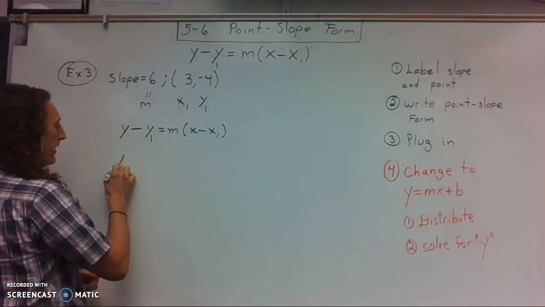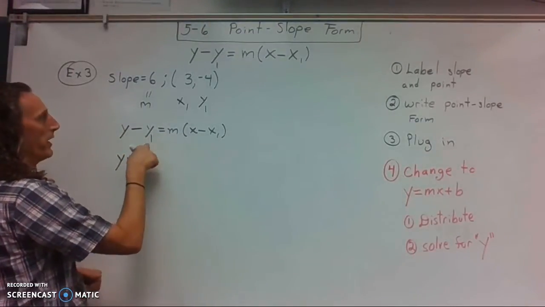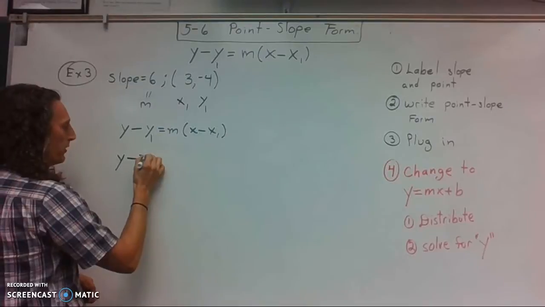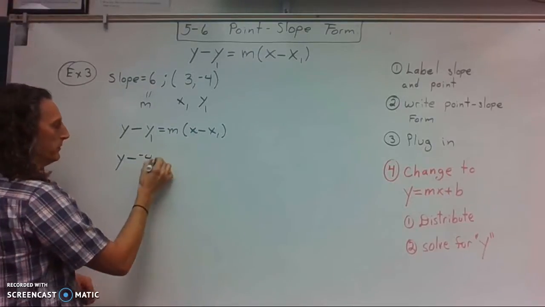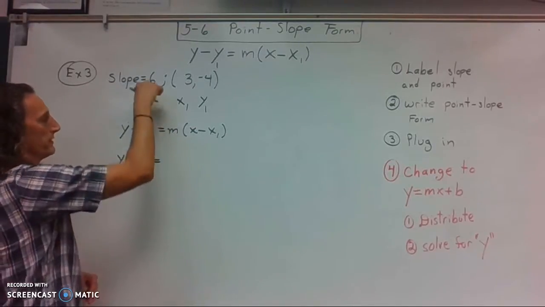Now step 3, I'm going to plug it in. So I'm going to leave the y minus, what's my y1? Right here, it's a negative 4. I'm going to want to get rid of this soon. What is my slope? 6.